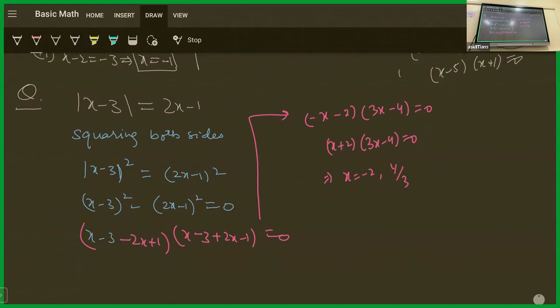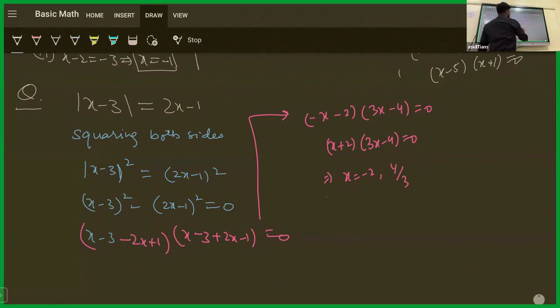When we're taking x equals minus 2, so what will we get on the left hand side? We'll get minus 5. So it is 5 here. Left hand side will be 5 and right hand side will be minus 5. 4 by 3 or minus 2? 4 by 3. 4 by 3 and getting minus 5 by 3 and 5 by 3.